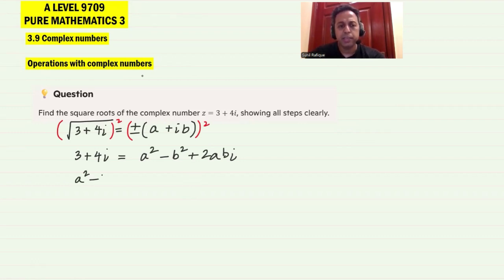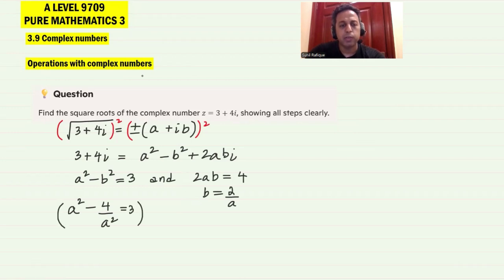So a squared minus b squared becomes 3, and 2ab is 4, right? So b becomes 2 divided by a. You can either make a the subject, it doesn't matter. Sub it into the other equation. This becomes a squared minus 4 over a squared equals 3.